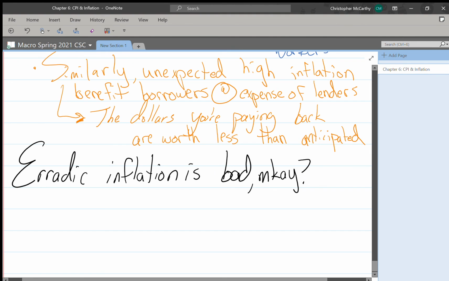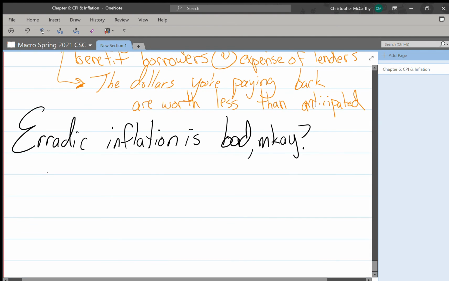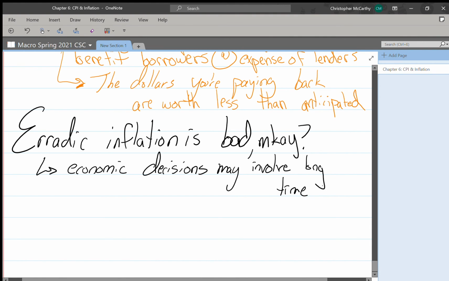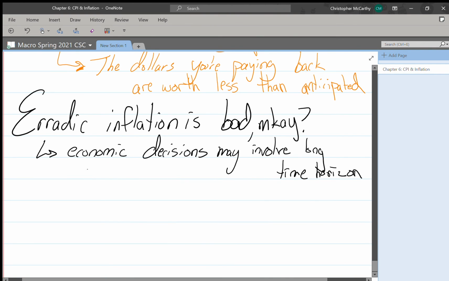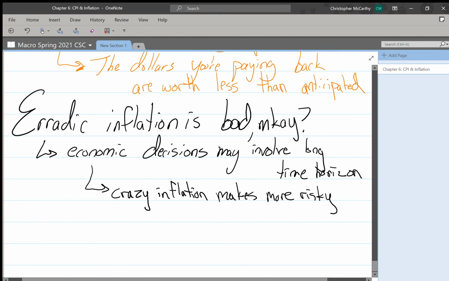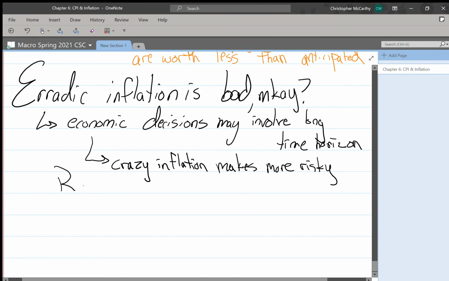A lot of decisions have a long time horizon, a long planning horizon. And erratic inflation makes that planning risky. Inflation kind of going all the way up and down, just crazy inflation, makes those decisions more risky. So think about retirement. You save too little and you live less well in the future. You save too much and you live less well now. So there's this estimated cost of your desired lifestyle.